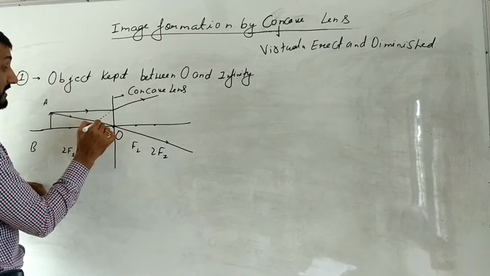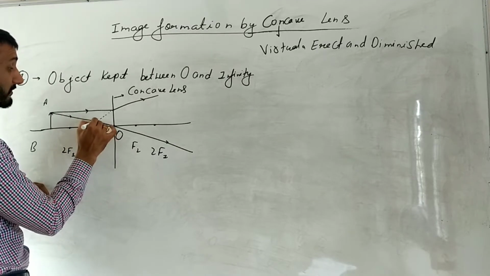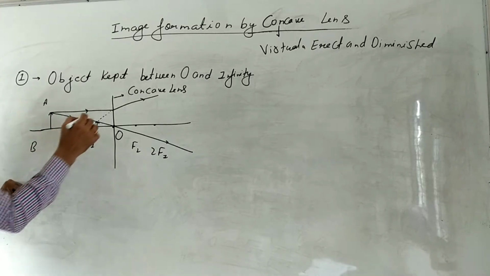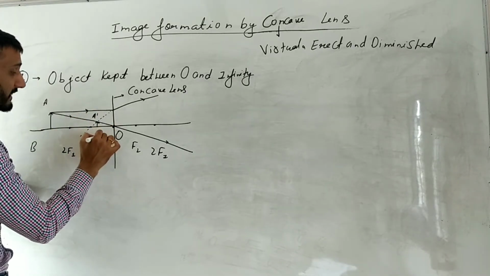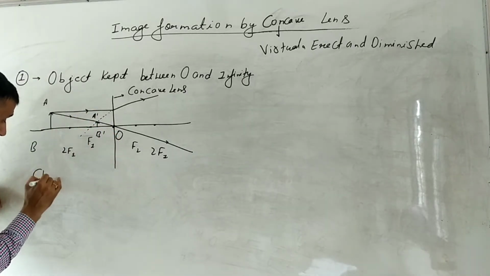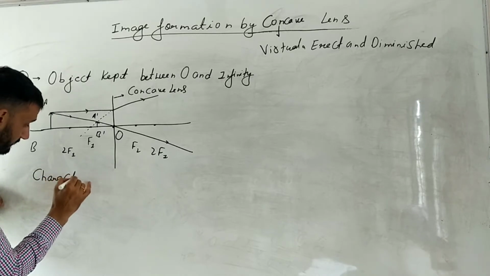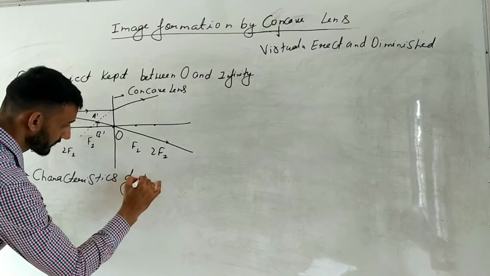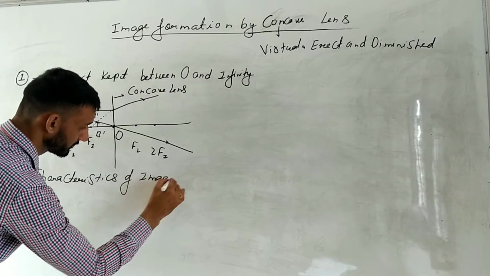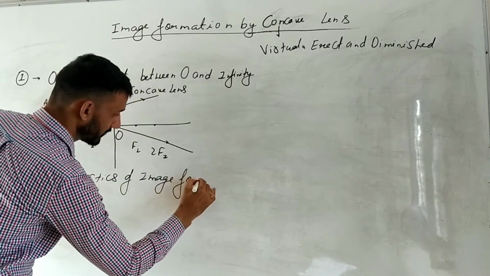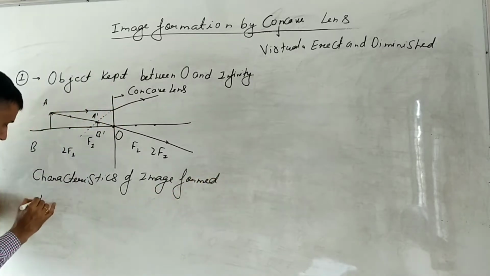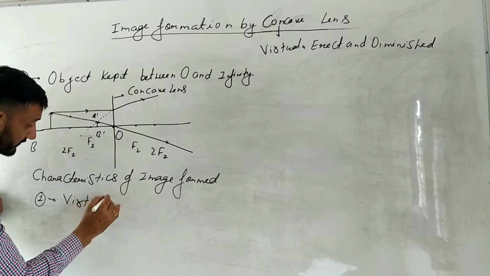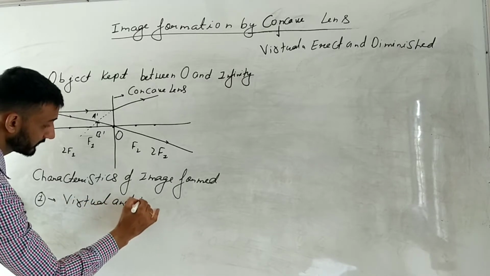The point at which they are meeting, the image will form. So this is the image. So let me name the object as AB. So image will be A dash B dash. So if I write the characteristics of image formed. Number one, you know that nature of the image will always be virtual and direct.